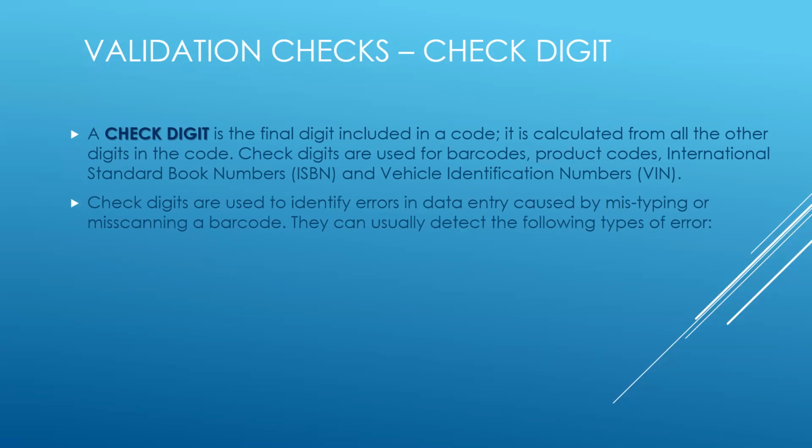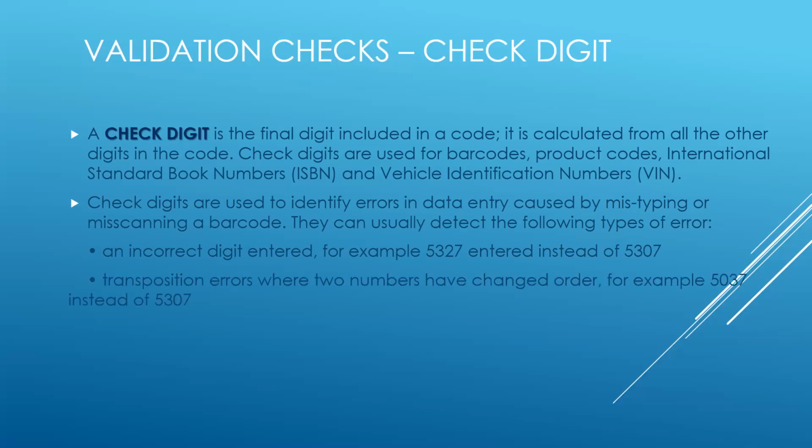These are used to identify errors in data entry caused by mistyping or scanning a barcode, and they are able to detect the following types of errors. What kind of errors are going to be detected by the check digit? If an incorrect digit is being entered, for example, 5327 is entered instead of 5307. You can see the incorrect digit entry has been made, and definitely the check digit will be able to identify this type of error very easily because there's an incorrect digit that is being entered.